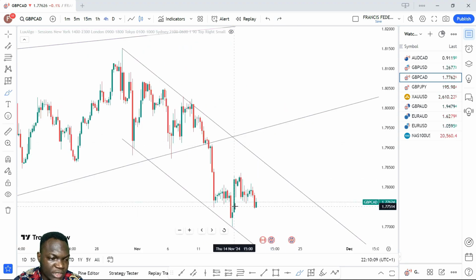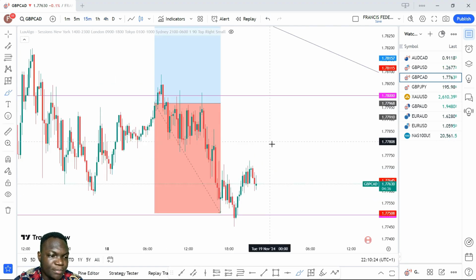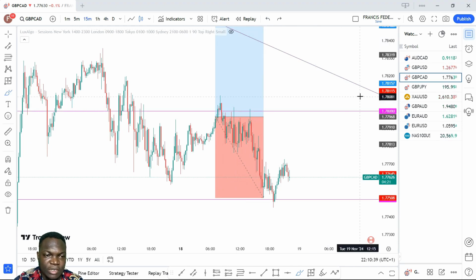Then also if you look at this area, you see all the rejections that happened there. So with all those rejections, I expected that the price was going to make a move higher, at least maybe into somewhere here or a little bit higher, and that was the reason why I took a buy trade on pound CAD from somewhere around there. I had my stop loss below everything, all those wicks that I showed, but at the end of the day I lost the trade.